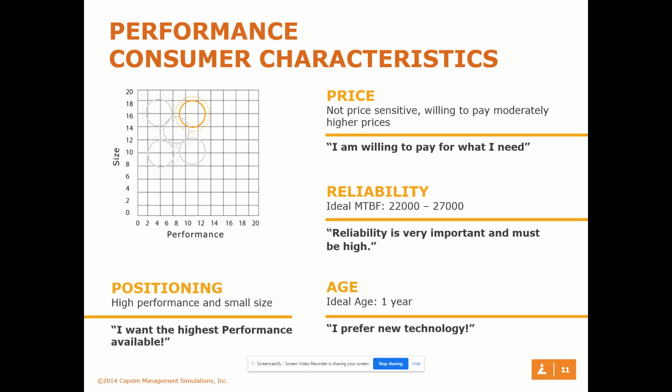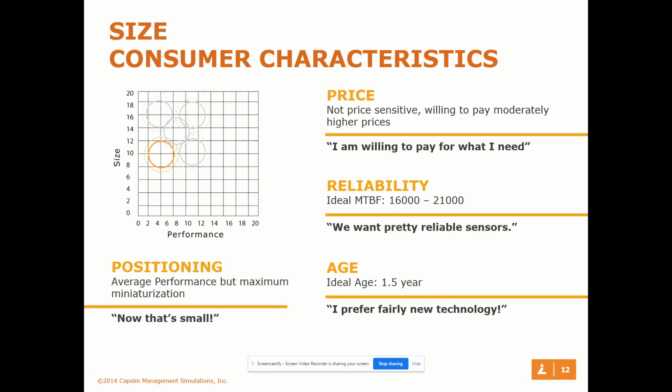The performance consumer characteristics, then, this is a high performance, small size. They want the highest performance. They're willing to pay for what they need. The reliability is important. They want it to be high. And the average age is about a year, so they like to have the new technology. And again, you can see where the circle is on the perceptual map there.